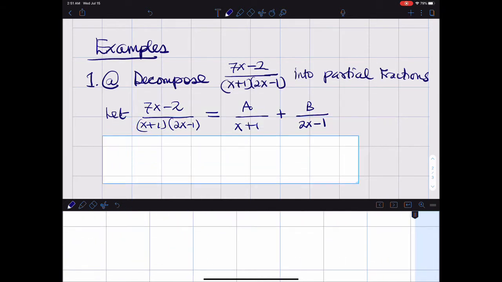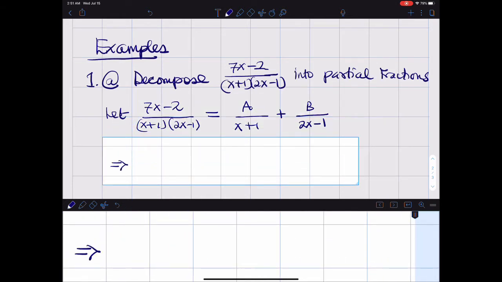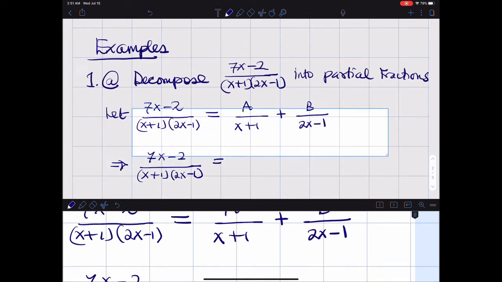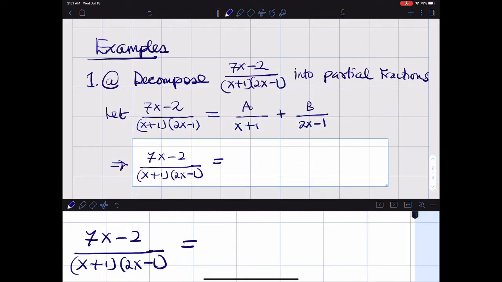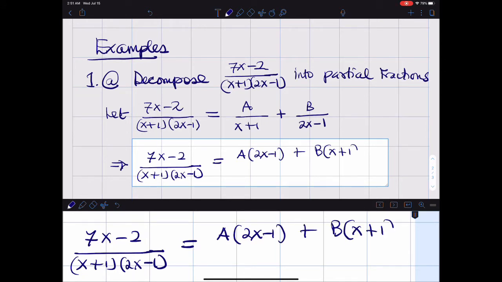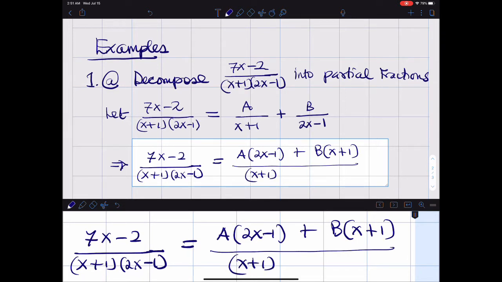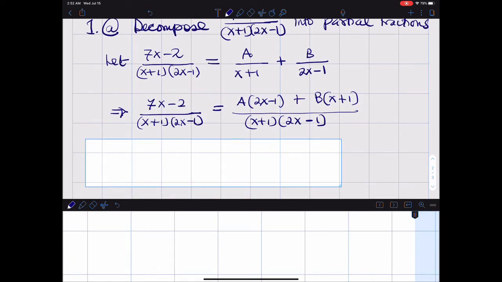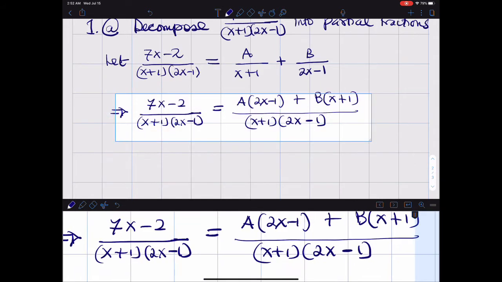Now, we can begin by noticing that if we try to add these two fractions, we're going to have a times (2x minus 1) plus b times (x plus 1), all over (x plus 1)(2x minus 1). Now, the denominators are the same thing, so the numerators of both sides have to be equal.